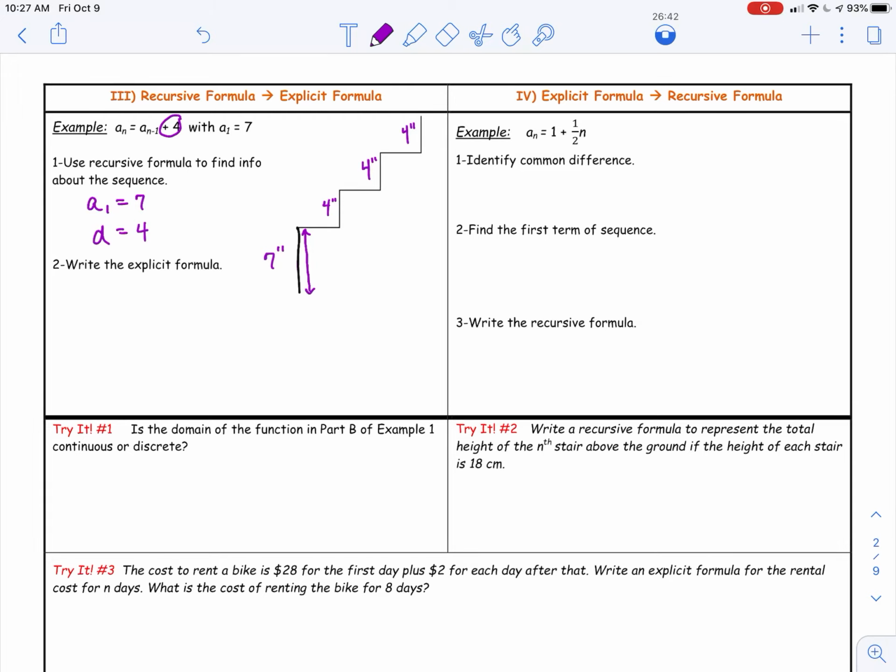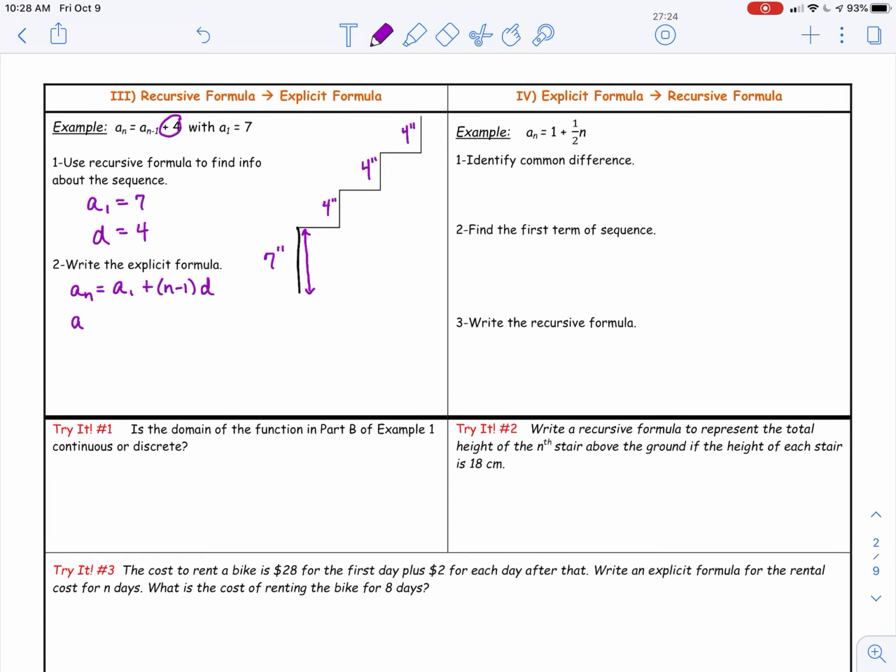There's a way to use this formula to help us out. Now remember, first of all, let's write the explicit formula. On step number 2 here, we're going to write the explicit formula. So if you need to look back up at your notes, you can just follow along with me, but the nth term is equal to the first term plus the previous term times the common difference.